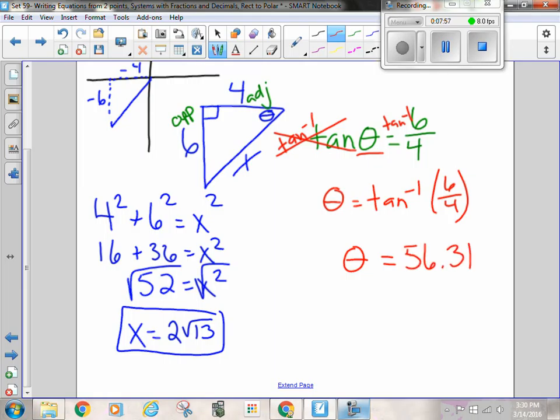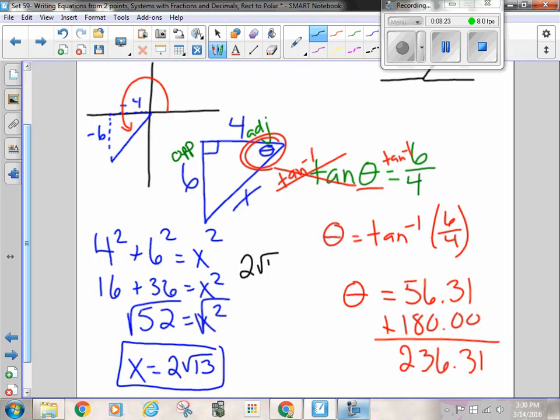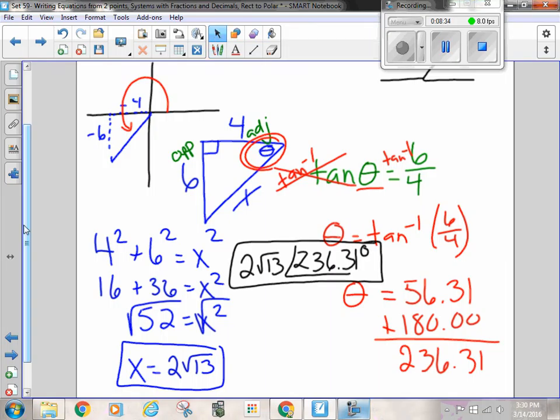But now remember, that's my theta just for this triangle. But I actually have to keep in mind that I went all the way around. So I have to add 180 to that, because it's gone all the way around. So I have 236.31. So now to write my final answer. I have 2 square root of 13 on the outside, and then my degrees, 236.31 degrees. Now it is in our polar form.